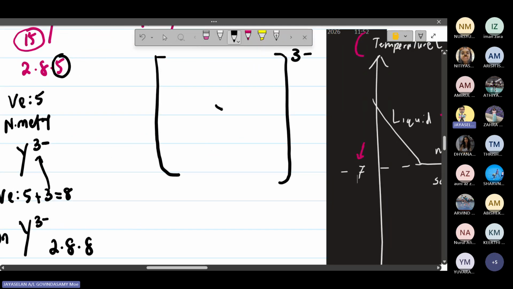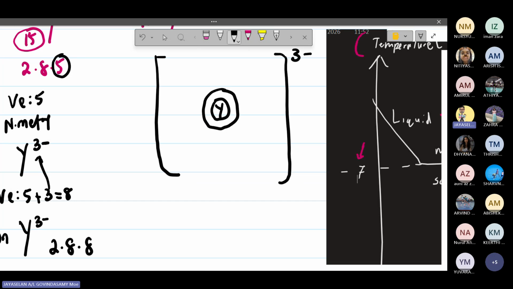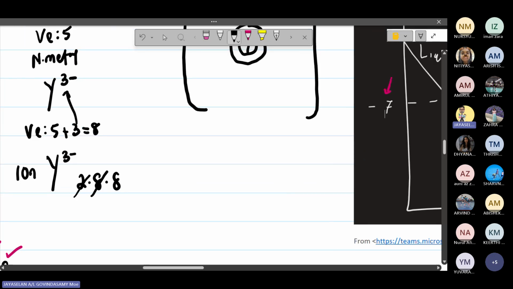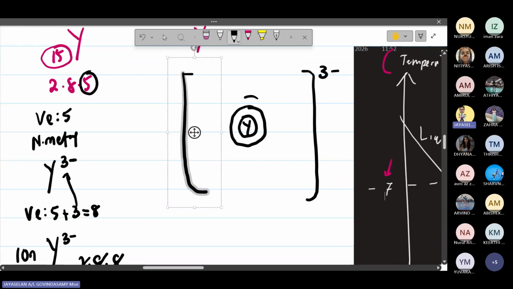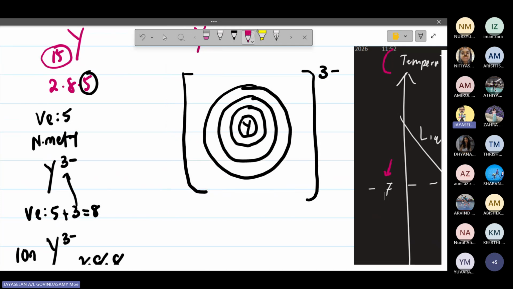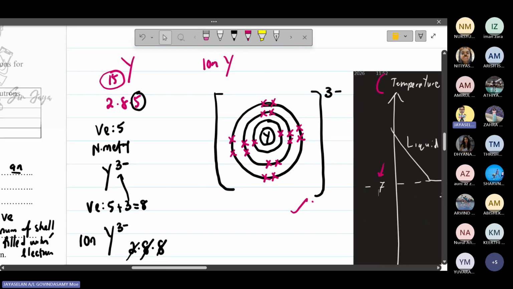So how to draw for this? Y nucleus. First shell, it has how many shell? 3 shell. 1, 2, 3. First shell, second shell, and valence shell. First shell, how many electron? 2 electron. Second shell, how many electron? 8 electron. Valence shell, how many electron? Tadi ada 5, it accepts 3, total 8 electron. You already scored 2 marks. Any question? We already do 2 examples.